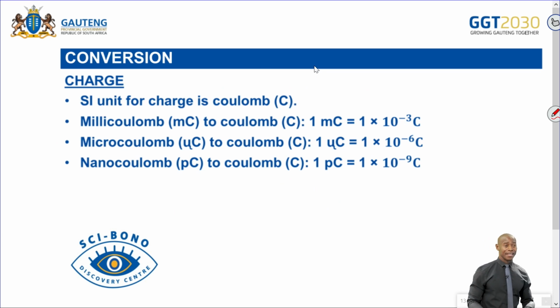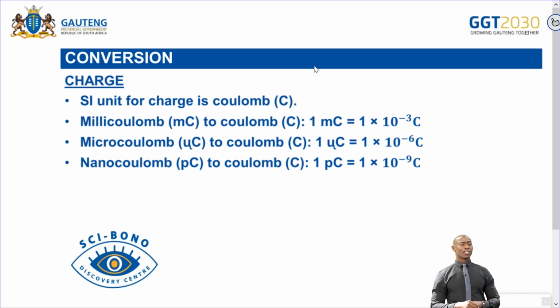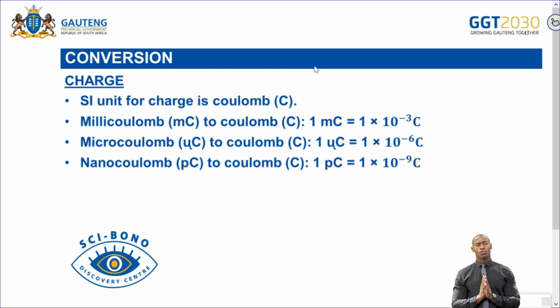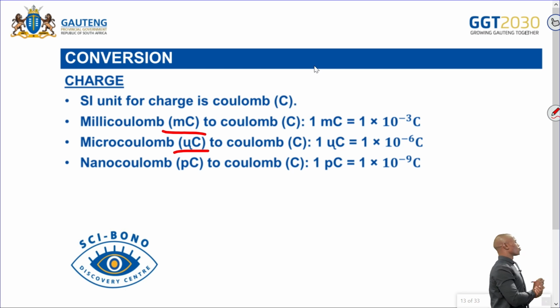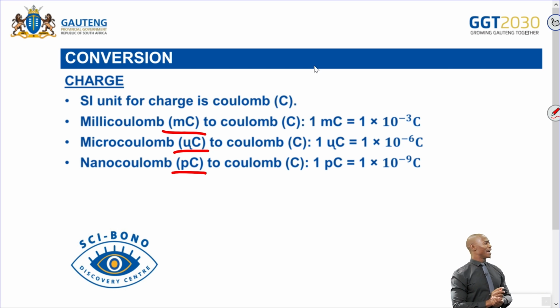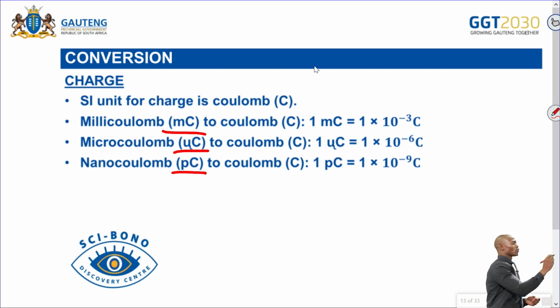Okay. Then another thing which is very, very important when it comes to your electrostatics is the conversion of units. Remember, according to that equation, F equals K Q1 Q2 over R squared, Q is the charge, and the charge is measured in coulombs, right? So it's not always the case that you'll be given charge in coulombs. They can give you charge in millicoulombs, in microcoulombs, in picocoulombs.